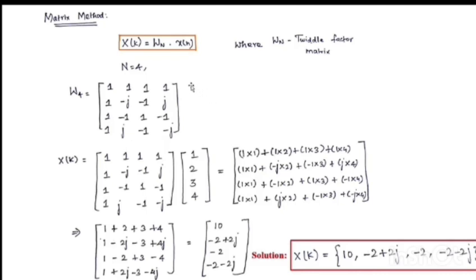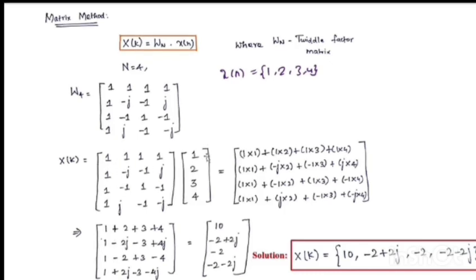I am going to multiply the x(n) values with this matrix. We all know that x(n) is nothing but 1, 2, 3 and 4. So I am going to multiply 1, 2, 3 and 4 with this matrix. I am going to do a normal matrix multiplication, that is row into column. First row into this column: 1 into 1 plus 1 into 2 plus 1 into 3 plus 1 into 4. That is what is mentioned here. Now second row and this column: 1 into 1 plus minus j into 2 plus minus 1 into 3 plus j into 4. That is what is in this row.